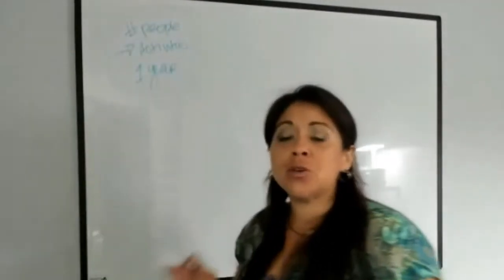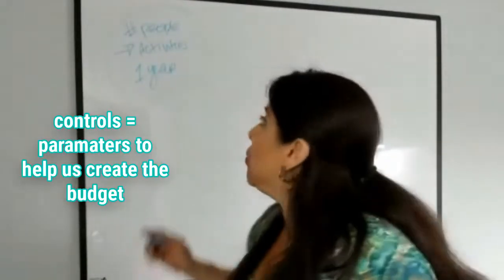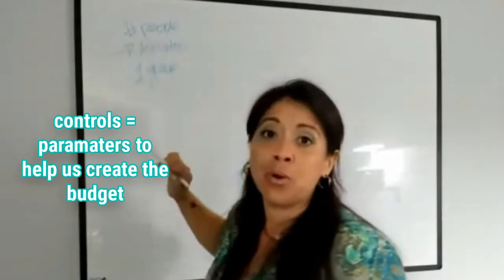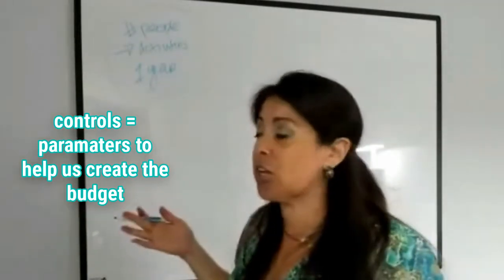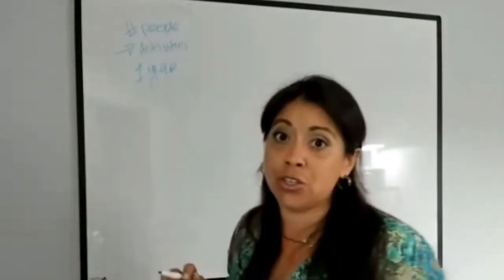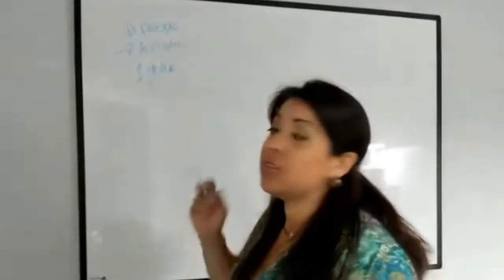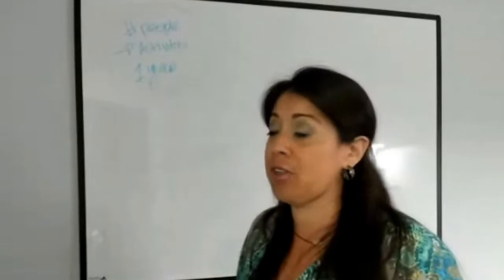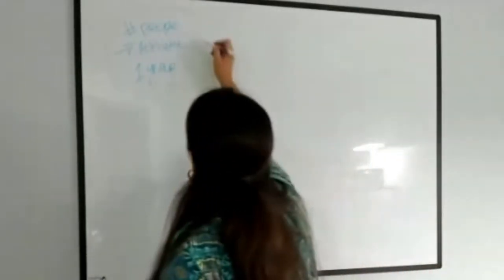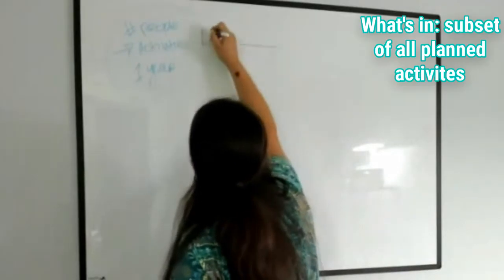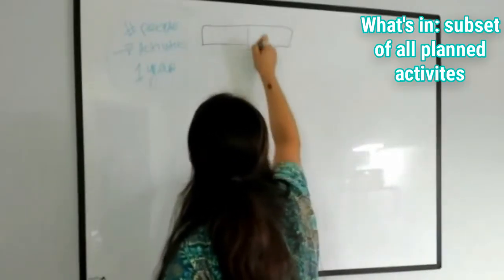So I know that these are the controls to create our budget. We have a certain number of people that we want to serve. We have a certain number of activities that we want to complete for our entire project. And we know that we have 1 year to do it. So of those activities, we can only fund a portion of them because we know we only have 5K. So from those activities, we need to determine what's in and what's out.